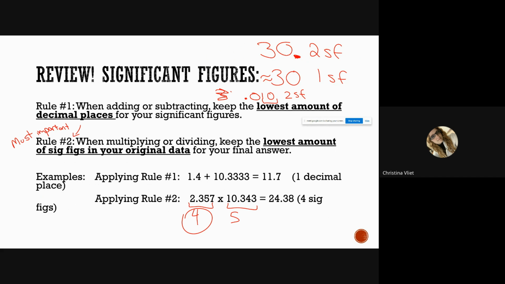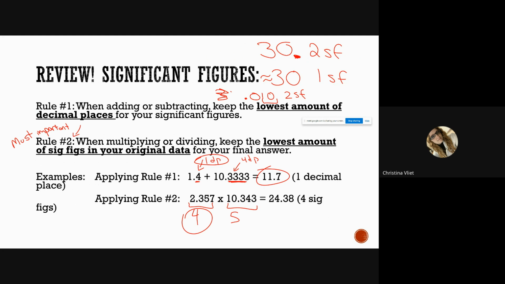Adding and subtracting is a little bit weirder. I go over a big explanation in Prius. I'm not doing that here. All you've got to know is that you count the decimal places and you cut off at the lowest amount of decimal places. So 1.4 is how many decimal places? That's how many numbers after the decimal? 1. 0.33333 is how many decimal places? The lower amount between those two is? So your answer should only have 1 decimal place. That's the rule for adding and subtracting.